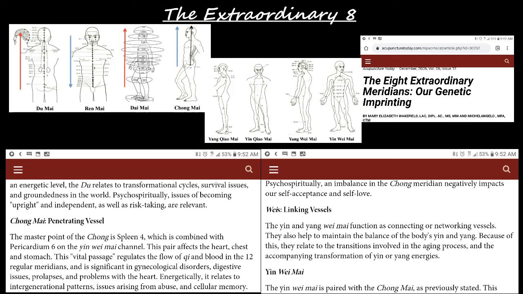The third one is Chong Mai, and it's the penetrating vessel. Its master point is the spleen, connected with the heart governor in Yin Wei Mai. But with that channel, it affects the heart, chest, and stomach. It regulates the flow of qi and blood in the 12 meridians.